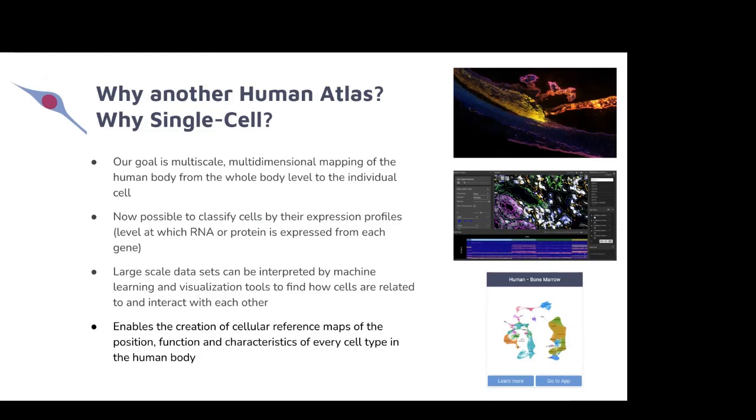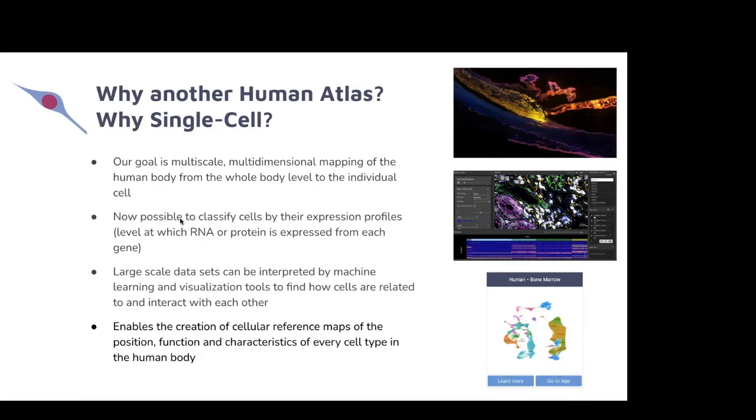So the human cell atlas achieves the same goal by multi-scale, multi-dimensional mapping of the human body from the whole body level to the individual cell, from head to toe, from brain to muscles to bone. What kind of cell structures are there, what are their functionalities, and how is it important, and what is the minute level, like the exact positioning of those cells, and the biomolecules that are used to identify them. These are the things that we really focus on as a team.